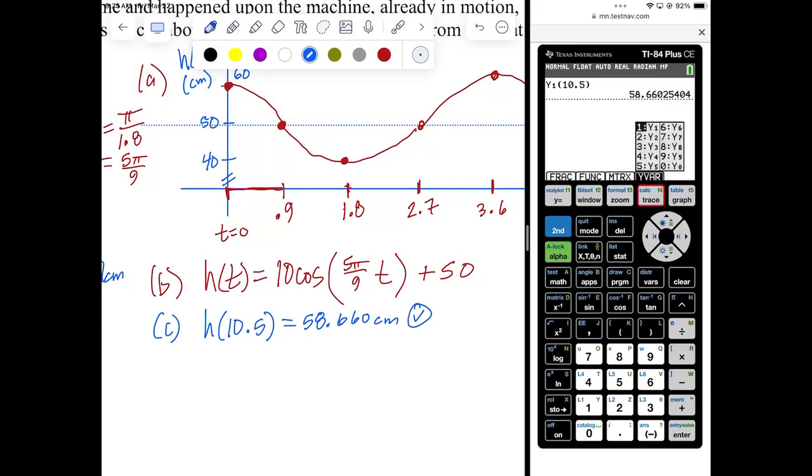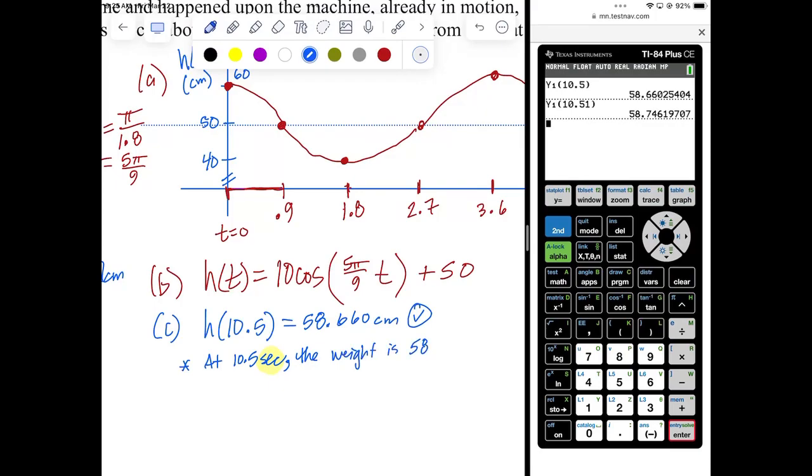So let's do the same thing, alpha trace number 1, and I'm going to go of 10.51. Let's look a hundredth of a second later. What did it do? It's going up, right? Okay, so now I'm going to write the sentence. So we're going to say at 10.5 seconds, there's the first part of the equation with units, the weight is 58.660 centimeters above ground, or above the floor, whatever you want to say. Above ground is fine. Moving up or upward, I don't care.